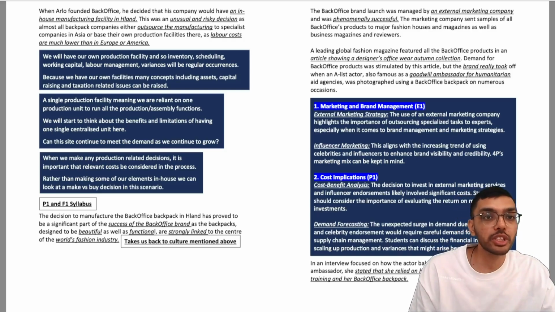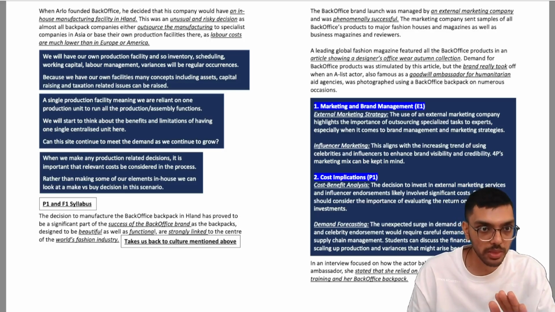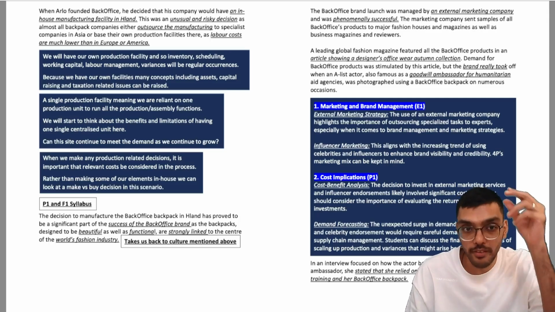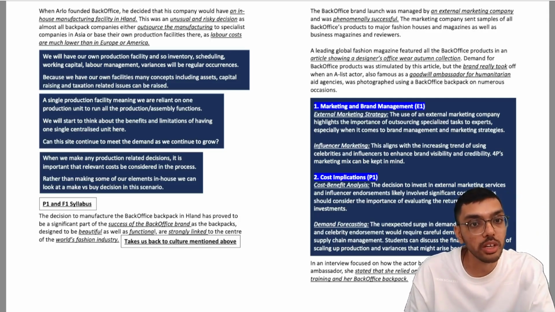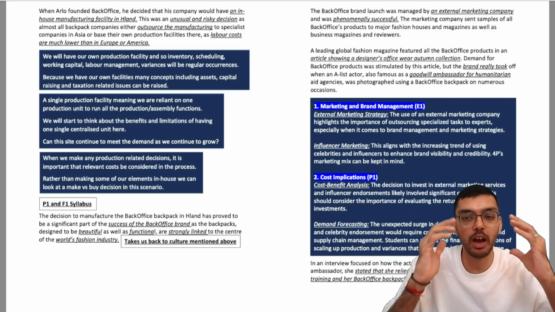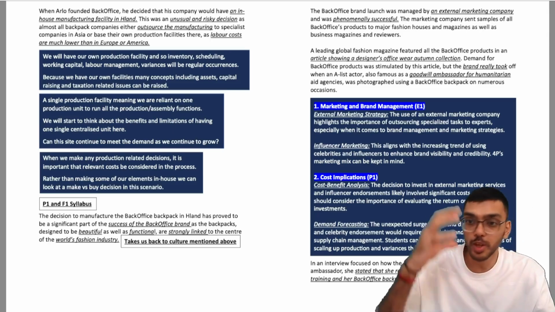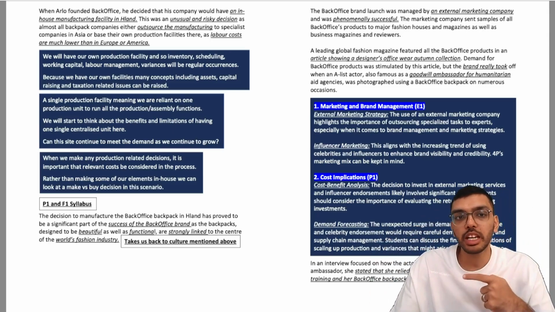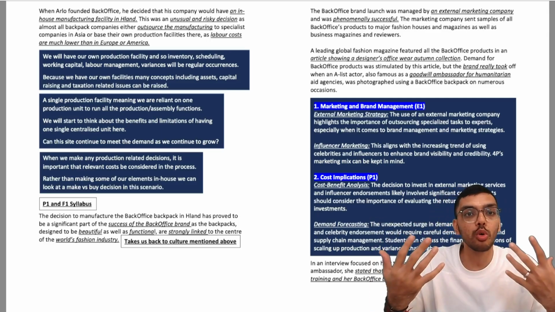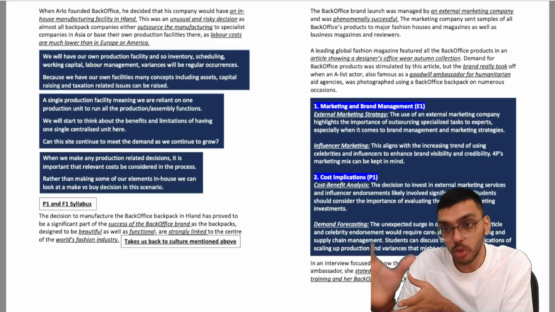Also, single production facility means we are reliant on one unit for everything. We will start to think about the benefits and limitations of having one single centralized unit here. I will discuss this deeper into the pre-seen, but as of now, I want you to give 2 minutes thinking of benefits of having one unit, limitations of having one unit. Because in the future, it could be that we want to grow. So we need another unit, another production unit, assembly unit to set up.